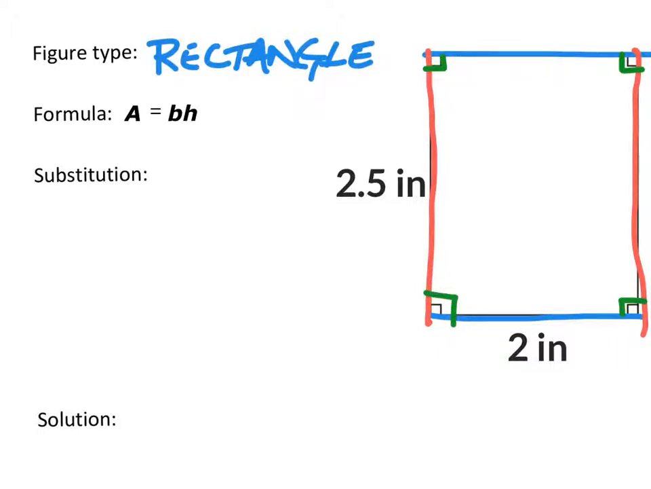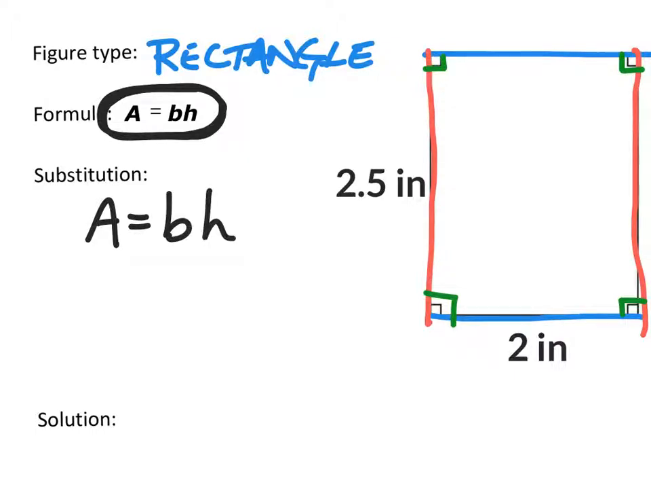This is a rectangle. When I look at my STAAR reference card, I immediately see that the formula to find the area of a rectangle is area equals base times height. Base times height. Where it says substitution, we're going to write the formula and then substitute. Do we know the area? No, not yet. So we keep A for area. Equals, do we know the base? We sure do. It's right here. The base of the rectangle is 2 inches.